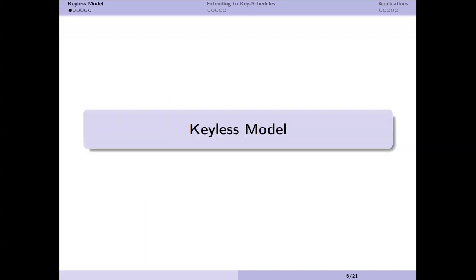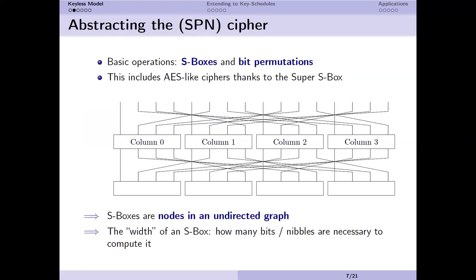So let's start with the keyless model. We're going to consider an SPN design for simplicity. And in this SPN design, we have the basic operations, which are applying S-boxes and doing bit permutations. If you think of PRESENT, this is exactly PRESENT.